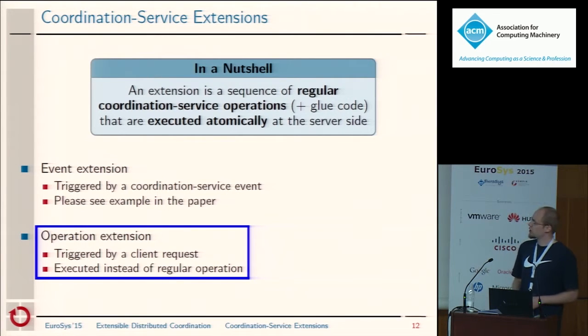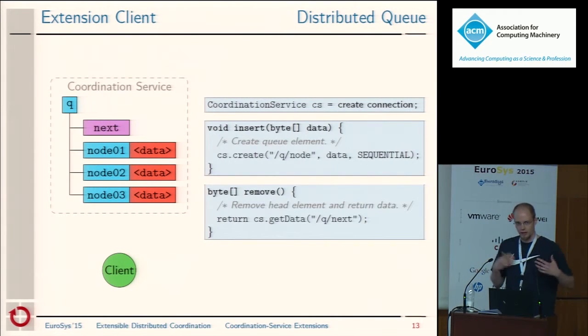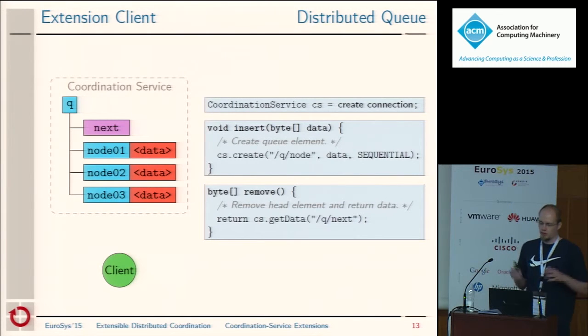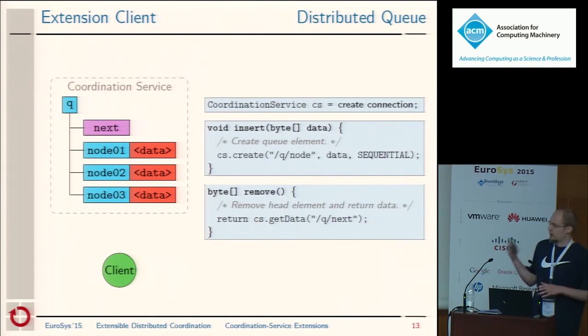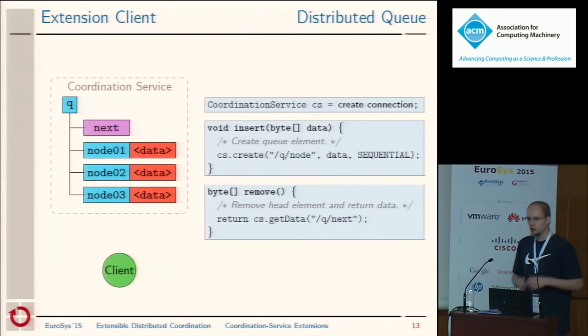So using such an operation extension, we, for example, can refine the distributed queue implementation. Now, before we actually look at the extension, let's first take a look at how a client uses such an extension. As we see here, we have the exact same methods as before. In fact, the insert method has not changed at all. It is exactly the same as in the regular implementation. However, the remove operation has changed dramatically. So instead of doing all those steps, all the client does in this case is to invoke the get data operation on a node slash queue slash next.